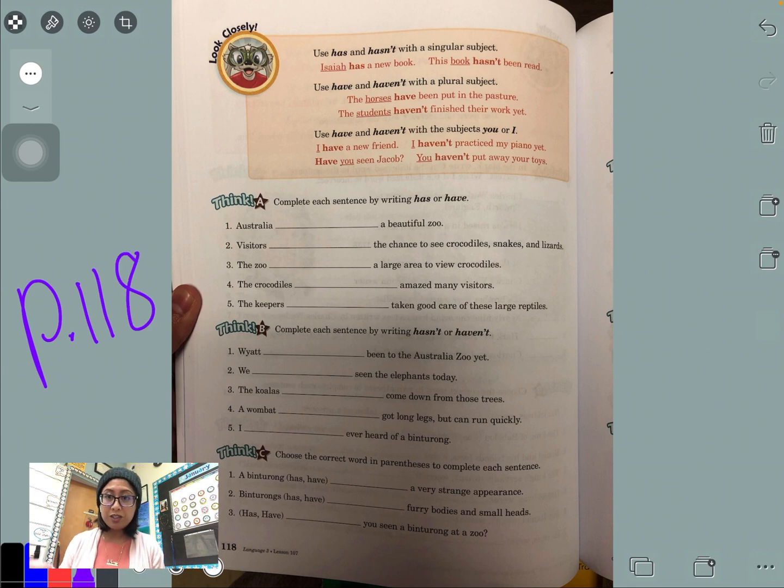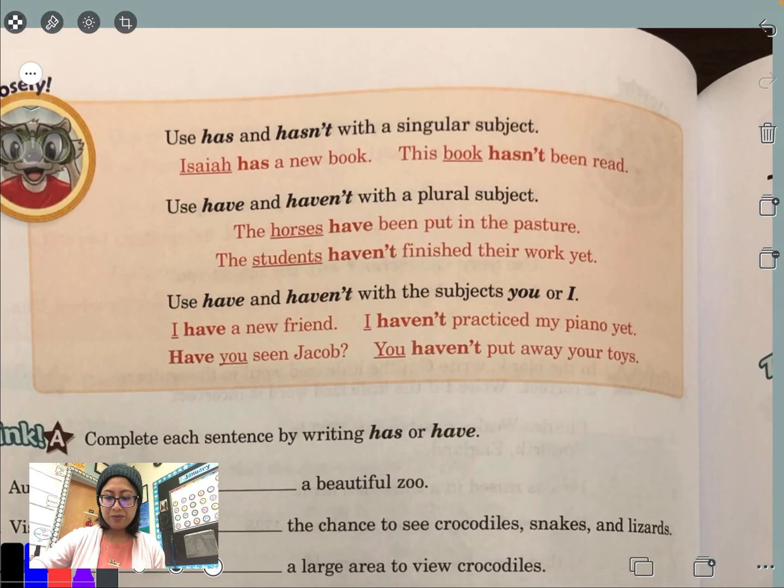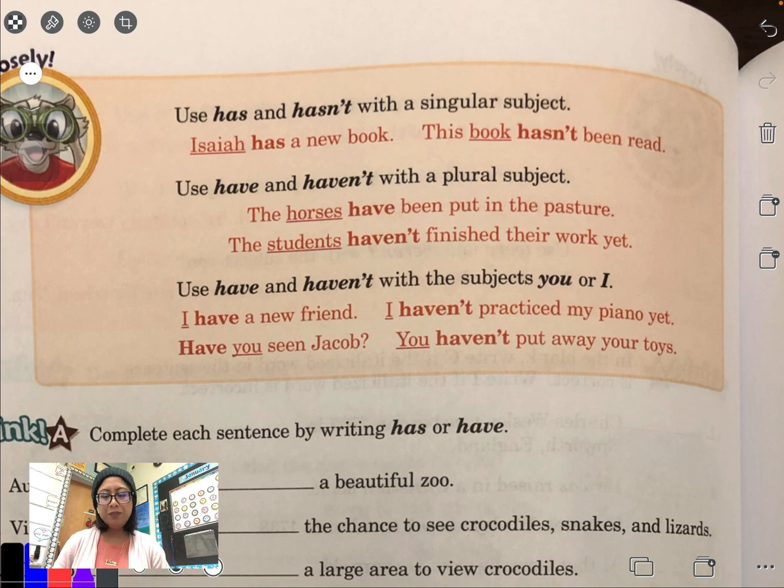We're going to continue our series on using verbs and when to use them in terms of singular and plural subjects. So on page 118, we're going to look at the directions and the rules here. Use has with a singular subject, such as Isaiah has a new book. So just one person has a book. Or you can say hasn't with a singular subject. This book hasn't been read, only one book.